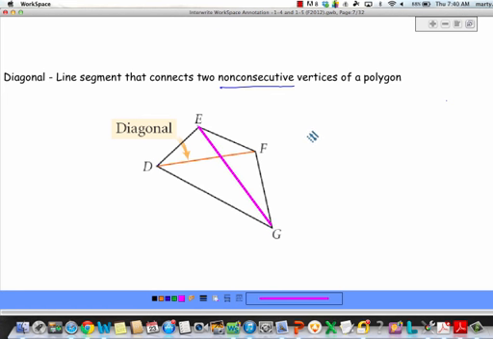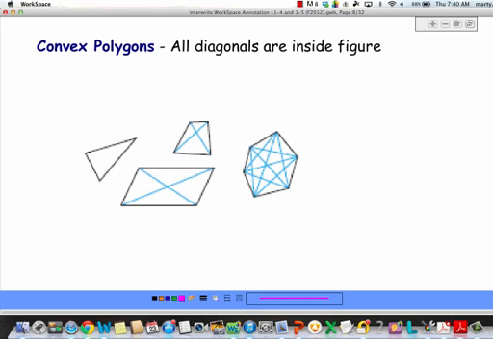So this quadrilateral could have two diagonals drawn from vertex to vertex. There aren't any others. So the diagonals are going to be very important when we come to classifying our different types of polygons. Convex polygons, all the diagonals are inside the figure. If all the diagonals are inside the figure, you have a convex polygon.